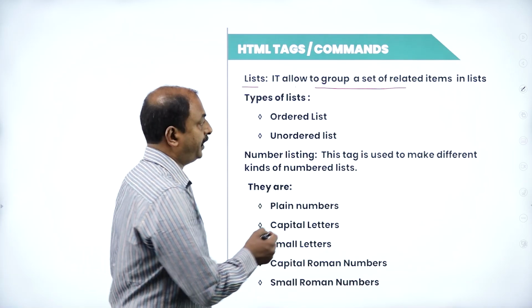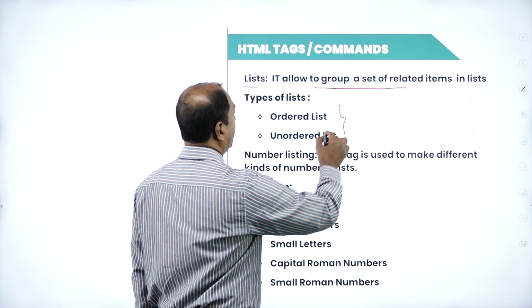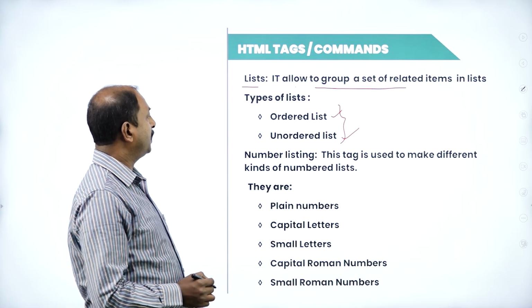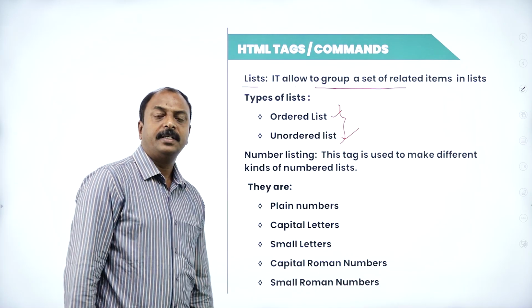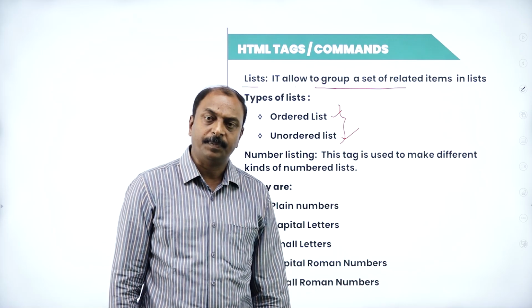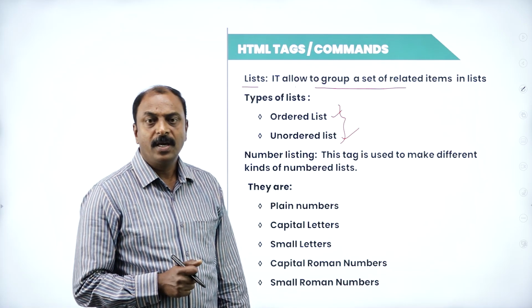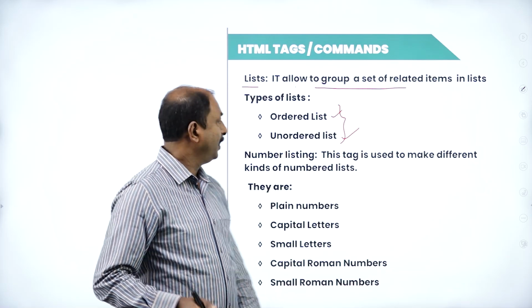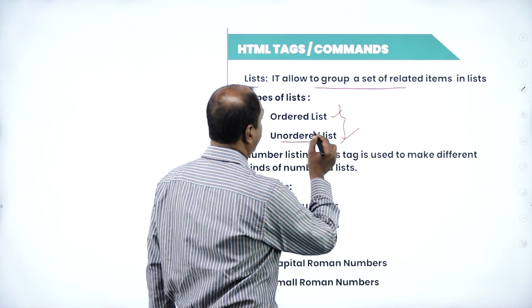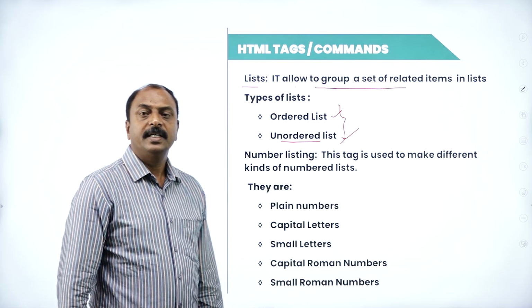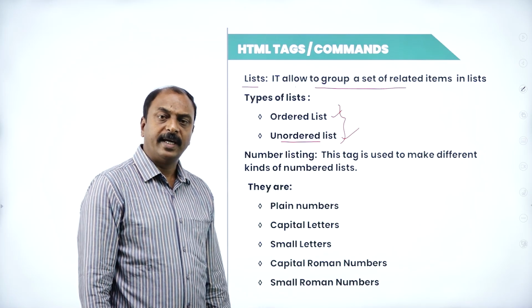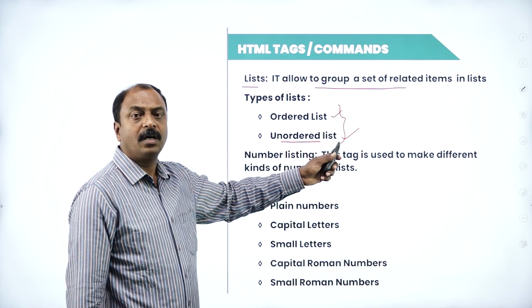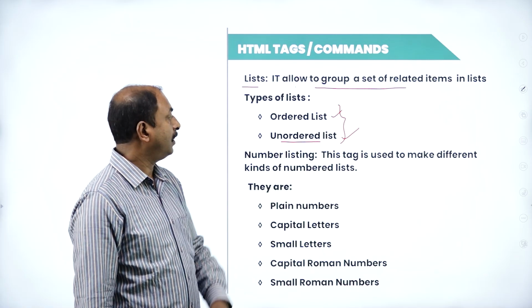Based on that, there are 2 types of list. One is ordered list, the second one is unordered list. An ordered list is one where the list items appear with the numbers 1, 2, 3, or maybe Roman numbers I, II, III, or alphabets A, B, C and so on. And an unordered list is a list with special characters like a star, asterisk, tick mark, and so on.